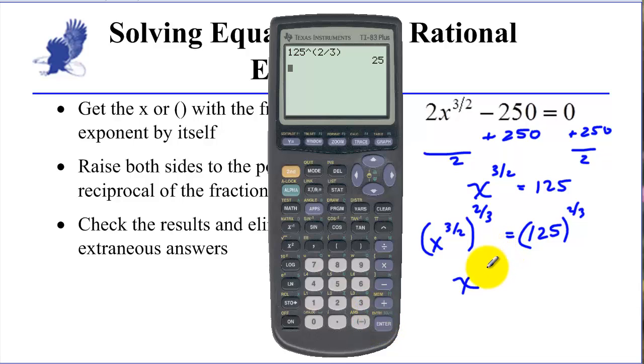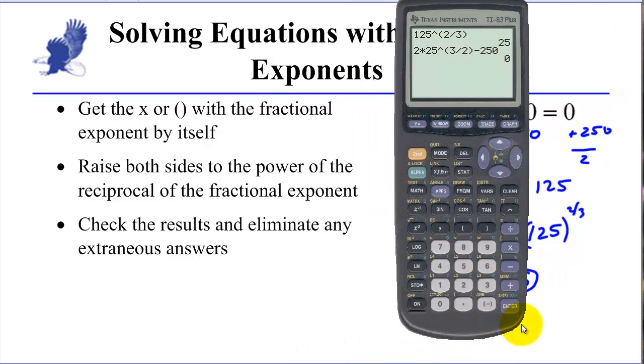And we get 25. Now let's verify that that's not extraneous, so let's put it back into the original equation. So 2 times, now we've got 25 raised to the 3/2 power. I'm just plugging into our original equation using the graphing calculator. Now we have minus 250, and we want to verify that that is 0, which it is. So that answer checks out, and that's our answer.